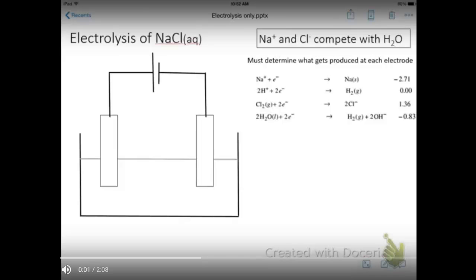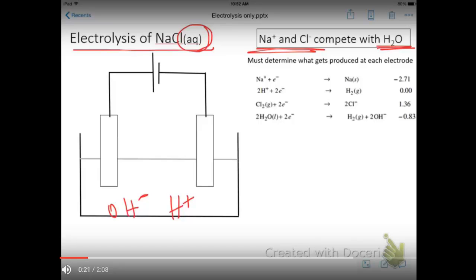Okay, so the electrolysis of aqueous salts, those in water, are more complicated than doing it for molten salts, because the sodium and the chloride ions compete with the ions that come from the self-ionization of water. And if you remember, I get H+ and OH- from the ionization of water. And I have, of course, Na+ and Cl- from the ionization of sodium chloride. So these are all the ions floating around in the solution.